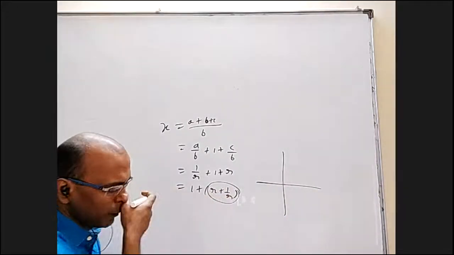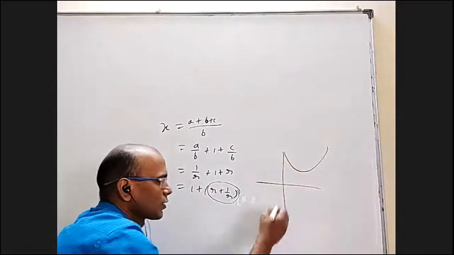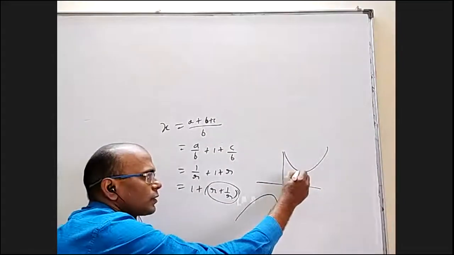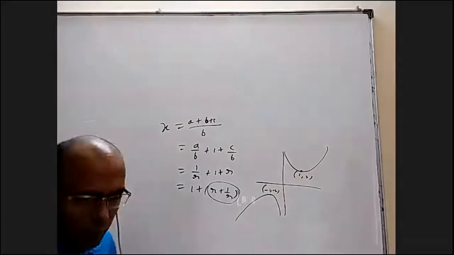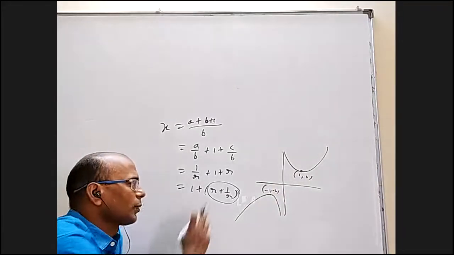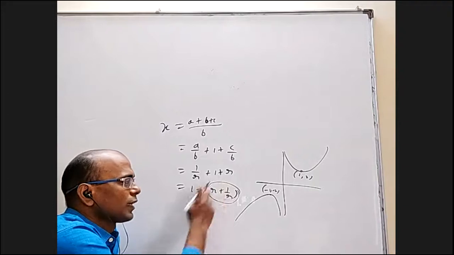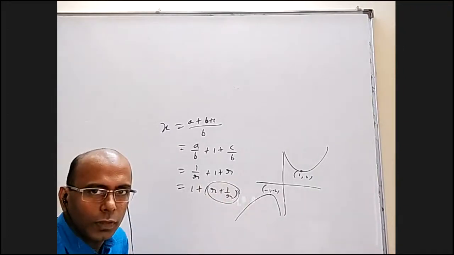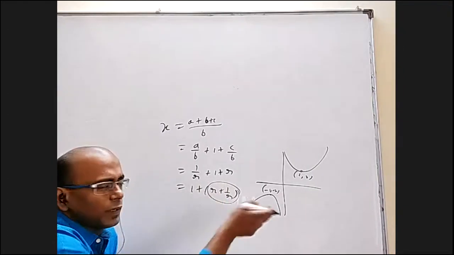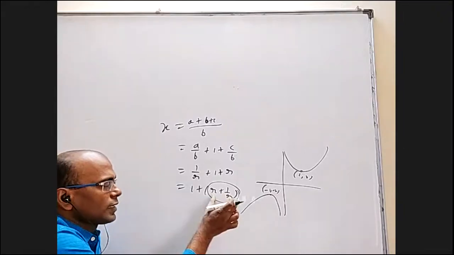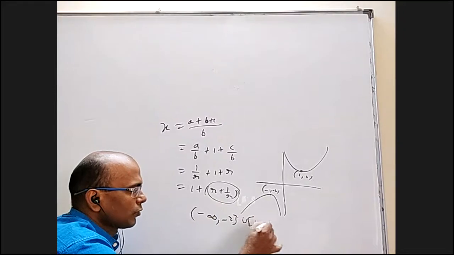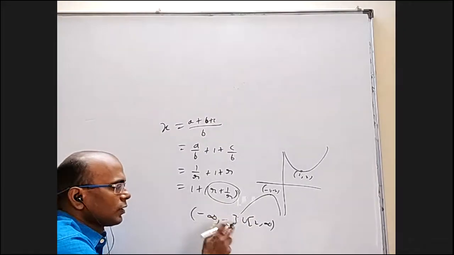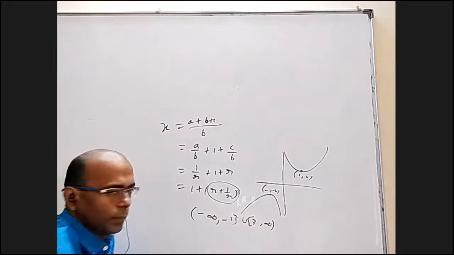Y equal to x plus 1 by x. We know very well the graph like this. This is (1, 2). This is (minus 1, minus 2). Anyway, that track we are studying, inequalities. Apply the AM-GM inequality. If it is positive, we'll get greater than or equal to 2. If this is greater than or equal to 2, when we add 1, it will be greater than or equal to 3. So the range is minus infinity to minus 2 union 2 to infinity. By adding 1, this will become 1 and this will become 3.